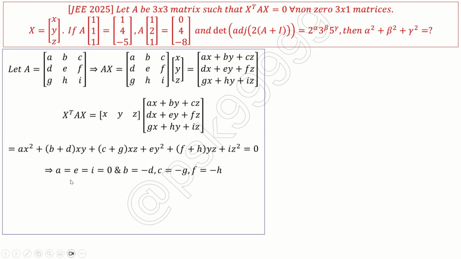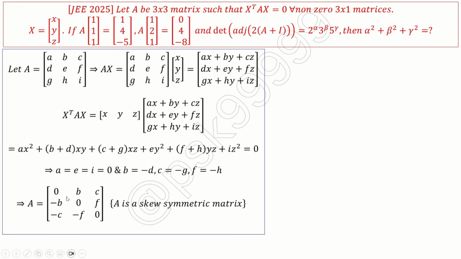Correct? Now you can find that there is no x square term, no y square term, no z square term. So a equals e equals i equals 0. b plus d should be equal to 0, which means b equals minus d, c equals minus g, f equals minus h. Once you know this, this matrix has repetitions: diagonal elements are zeros and the other elements are repetitive with the negative value. So the matrix looks like this: 0 b c, minus b 0 f, minus c minus f 0. A is a skew symmetric matrix, if you see, because A equals minus A transpose.